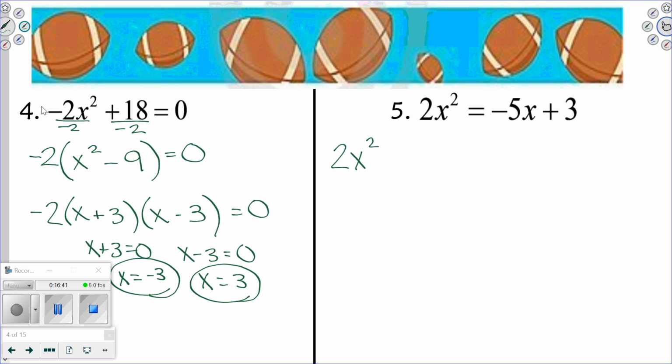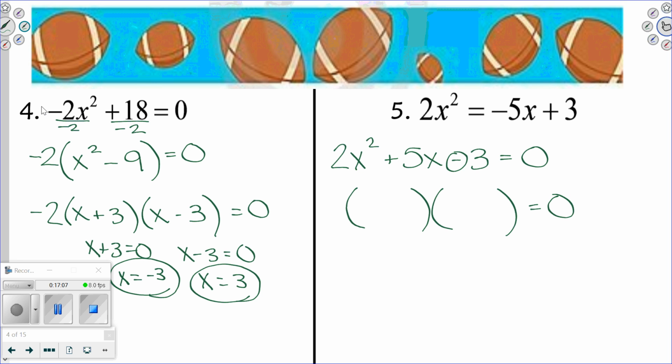I move. All right, so I'm going to move the -5x over, make that +5x. Take the +3 and move it over. Becomes -3. All right, so it's in standard form. My x squared, my x, my number. Is there a GCF? Nope, no GCF, so I can go right to my 2 sets of parentheses.